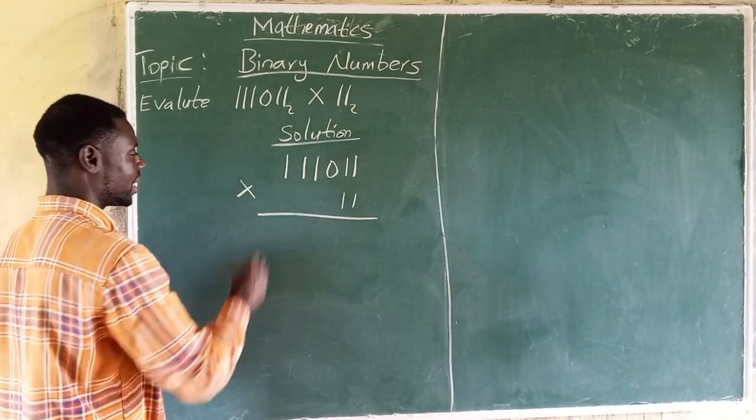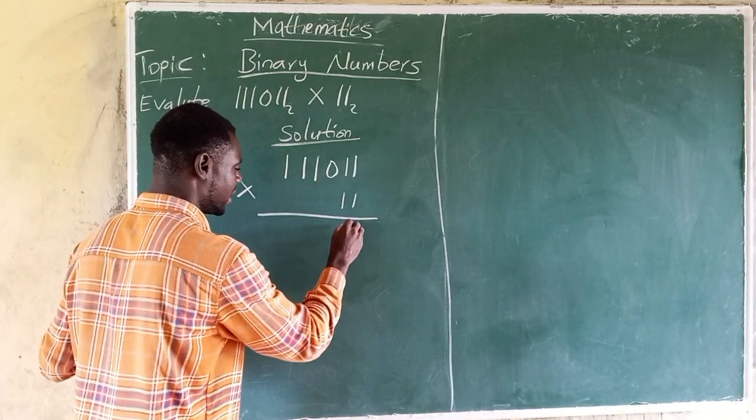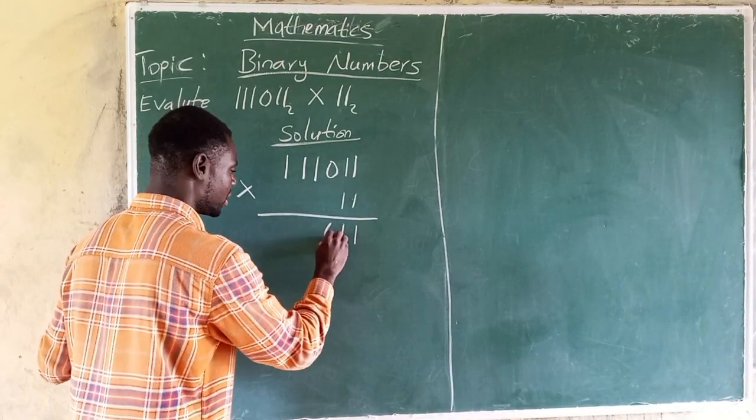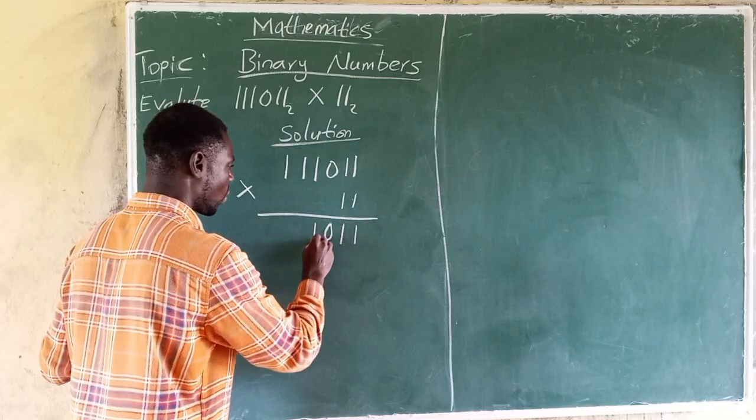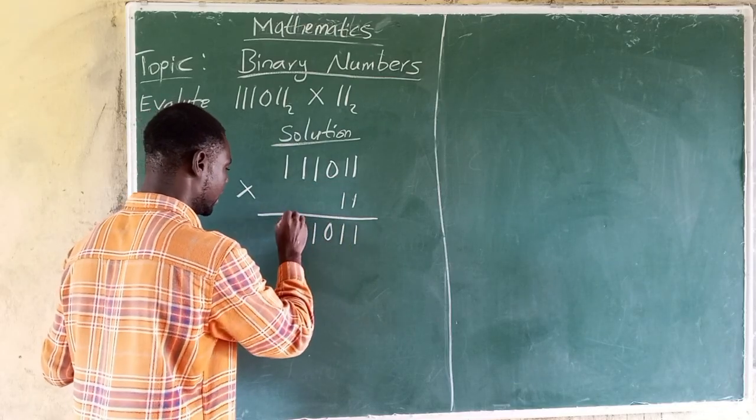Then you bring your multiplication sign. 1 times 1 is 1. 1 times 1 is 1. 1 times 0 is 0. 1 times 1 is 1. 1 times 1 is 1. 1 times 1 is 1.